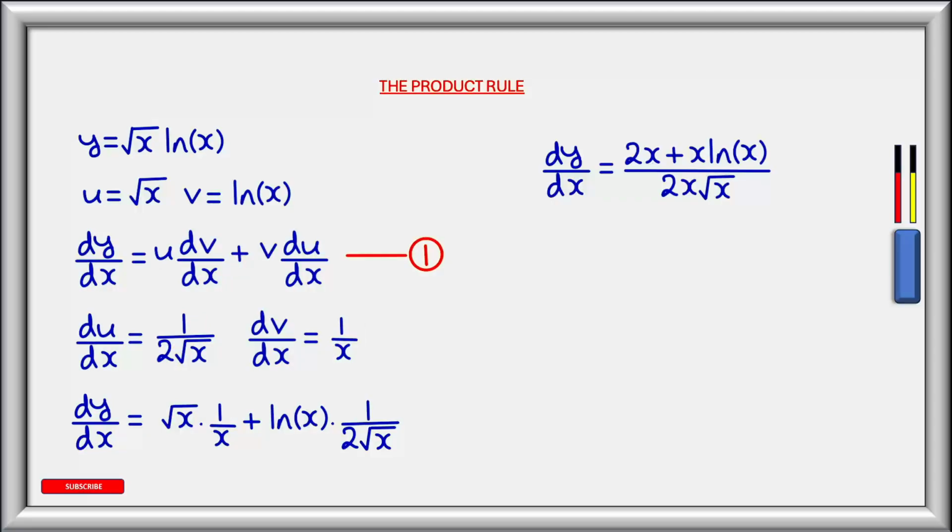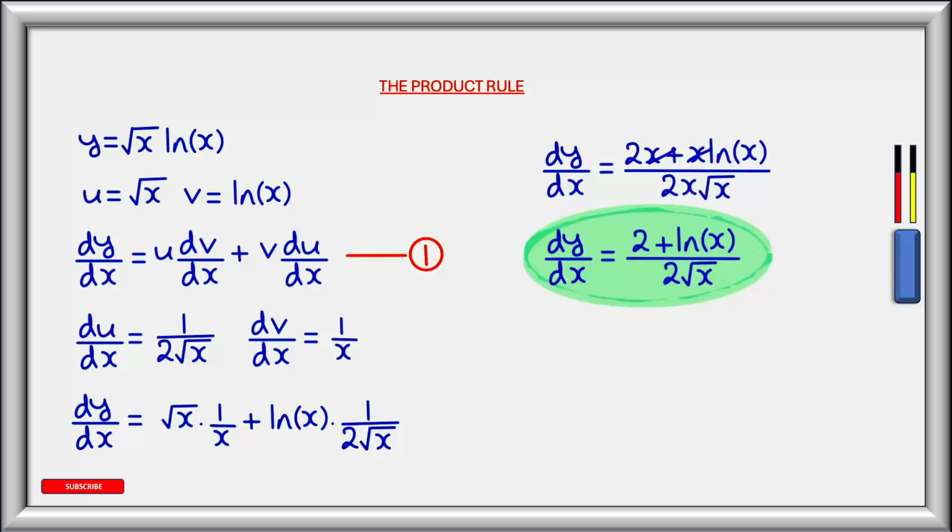If we now put these two fractions over a common denominator, we have dy by dx is equal to 2x plus x multiplied by the natural log of x divided by 2x multiplied by the square root of x. The x's cancel from the numerator and the denominator, and this leaves us with our final result where dy by dx is equal to 2 plus the natural log of x divided by 2 multiplied by the square root of x.